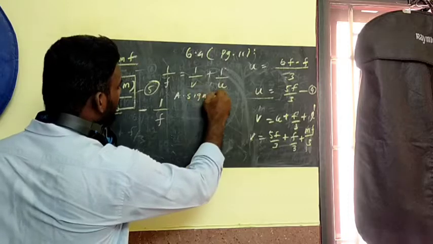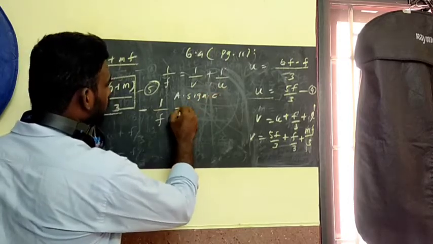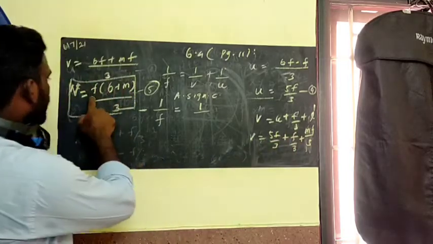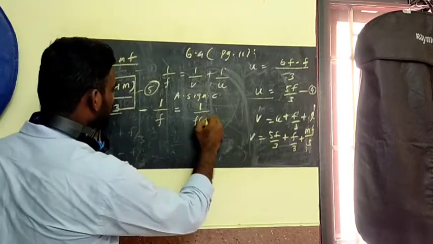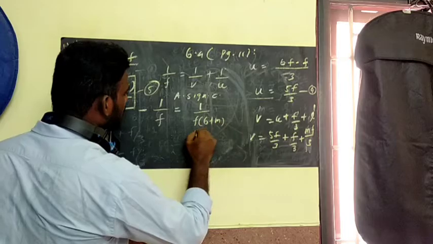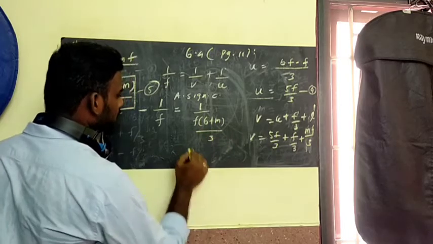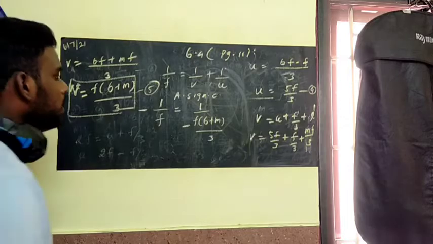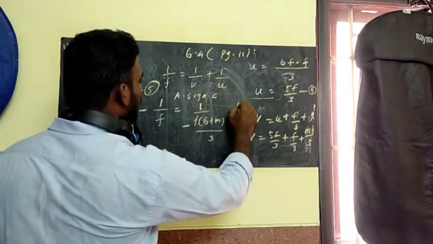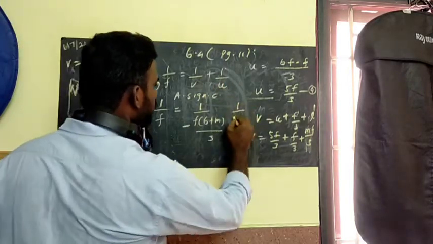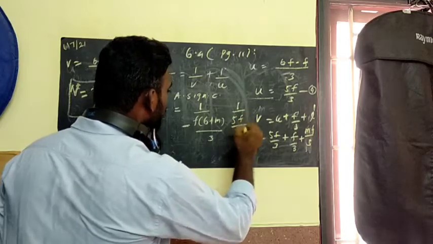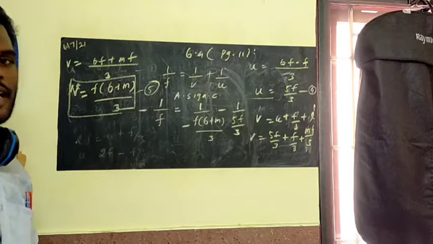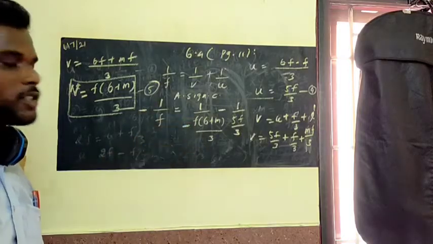Applying the sign convention, minus 1 by f equals 1 by v. What is the value of v? Here v is f into (6 plus m) by 3. According to the sign convention, it is minus. Now what is u? u is equal to 5f by 3. According to the sign convention, this is also minus.